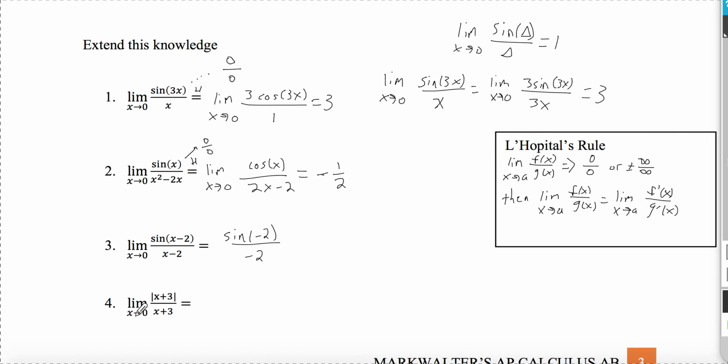Okay. Let's try this one. We have the absolute value of x plus 3 over x plus 3, the limit as x goes to 0. Let me try plugging in. That would give me 3 over 3, which is 1. So I have no problems there.